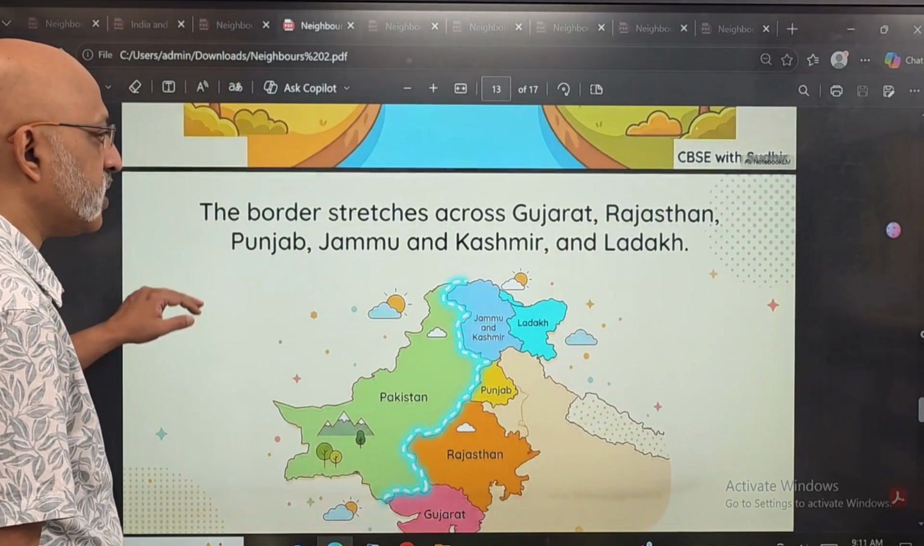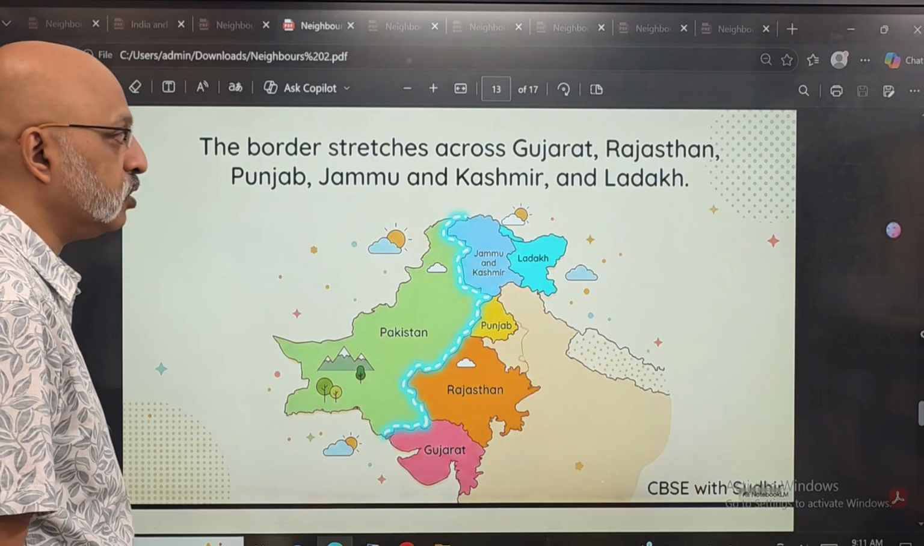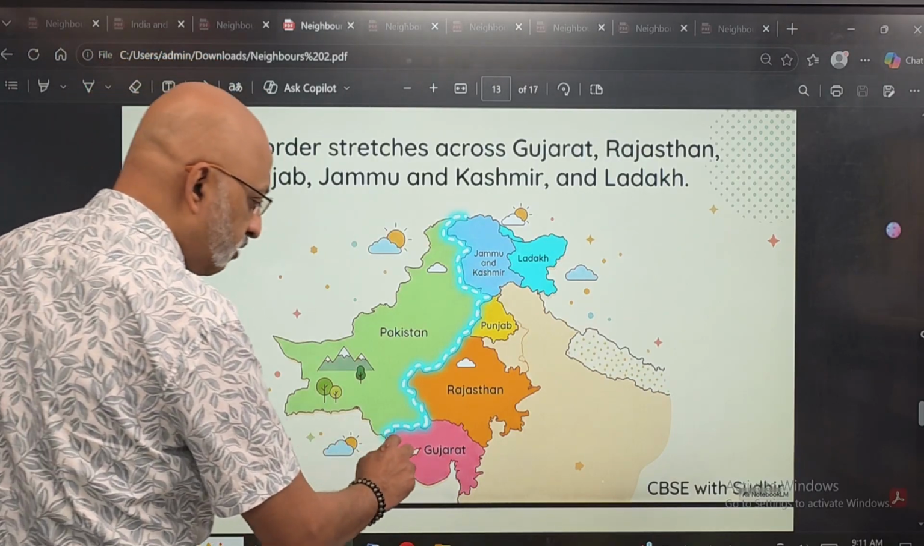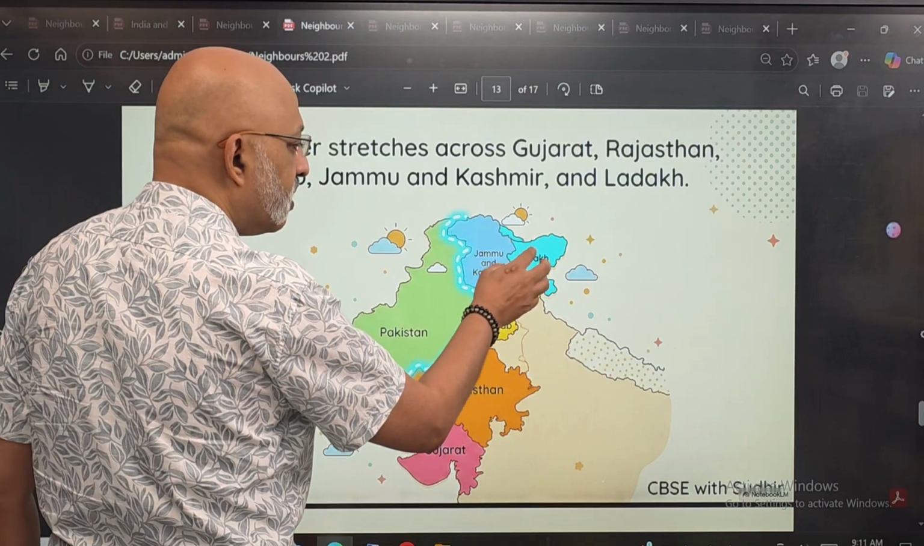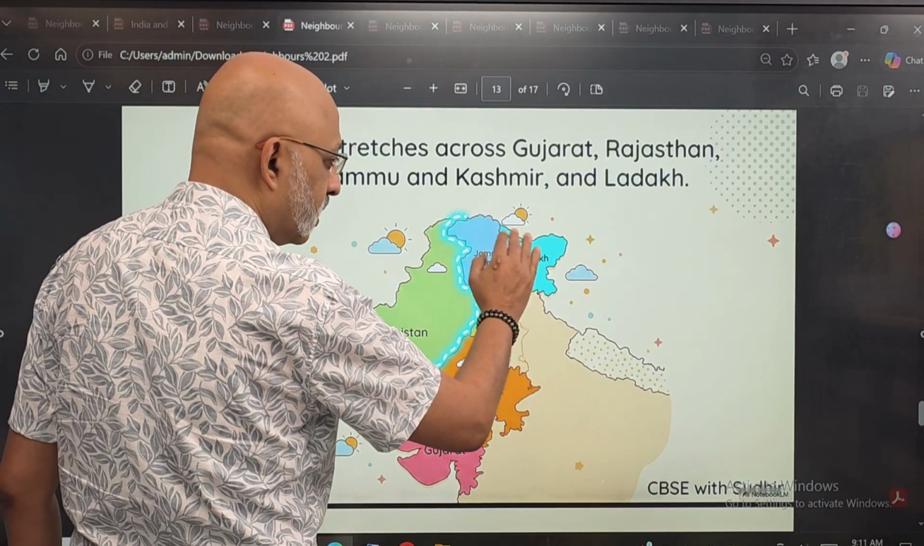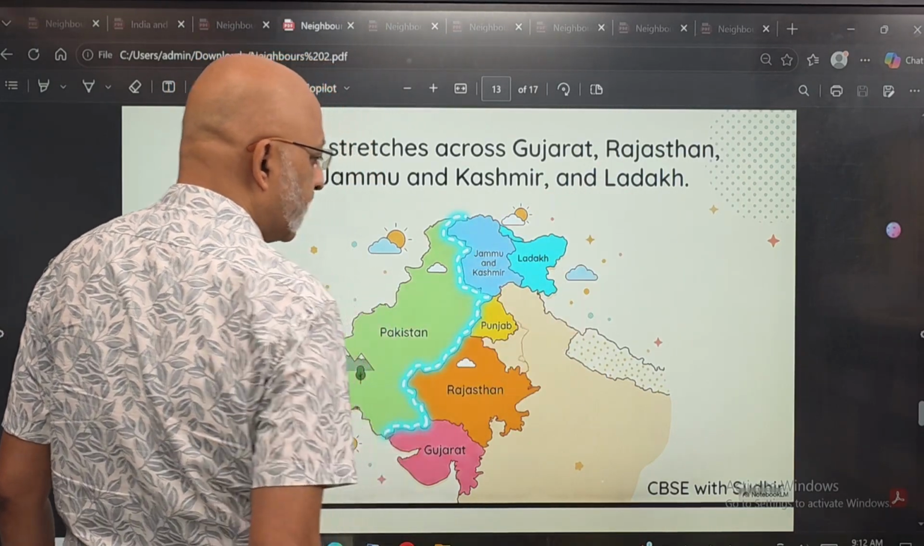Then the border stretches across Gujarat, Rajasthan, Punjab, Jammu and Kashmir, and Ladakh. So you have Gujarat, Rajasthan, Punjab, Jammu and Kashmir, and Ladakh. Ladakh is more towards the Chinese side, right?